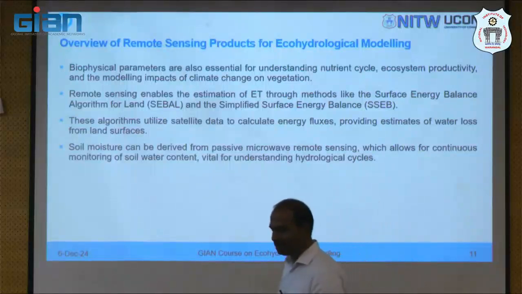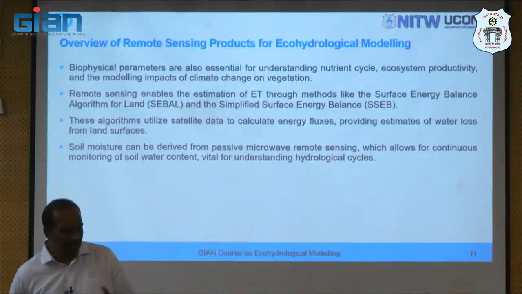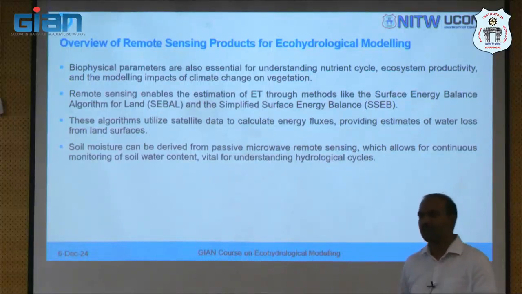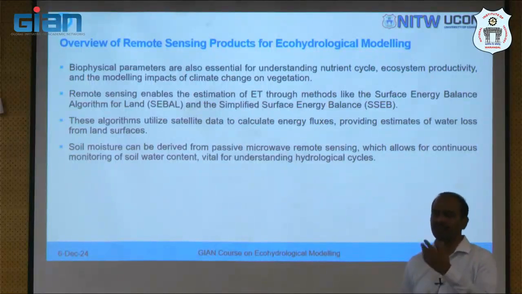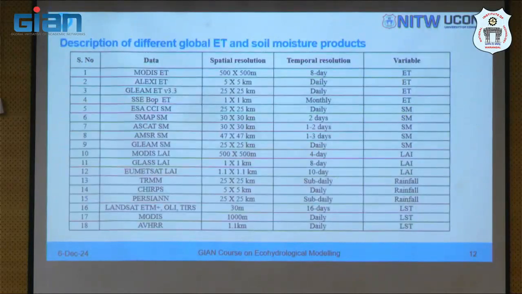You have the remote sensing product, and it's not only from the satellite. When you use the MODIS or ESA CCI or SMAP soil moisture products, they are integrated with your land surface model, and those land surface model simulations are what we get. Mostly they are tuned so as to get similar performance. You have biophysical parameters which are important for understanding nutrient cycle, ecosystem productivity and modeling impacts of climate change on vegetation. So you have ET, soil moisture, LAI, and in addition you can derive some more indices. These are the different products that are available for ET and soil moisture.